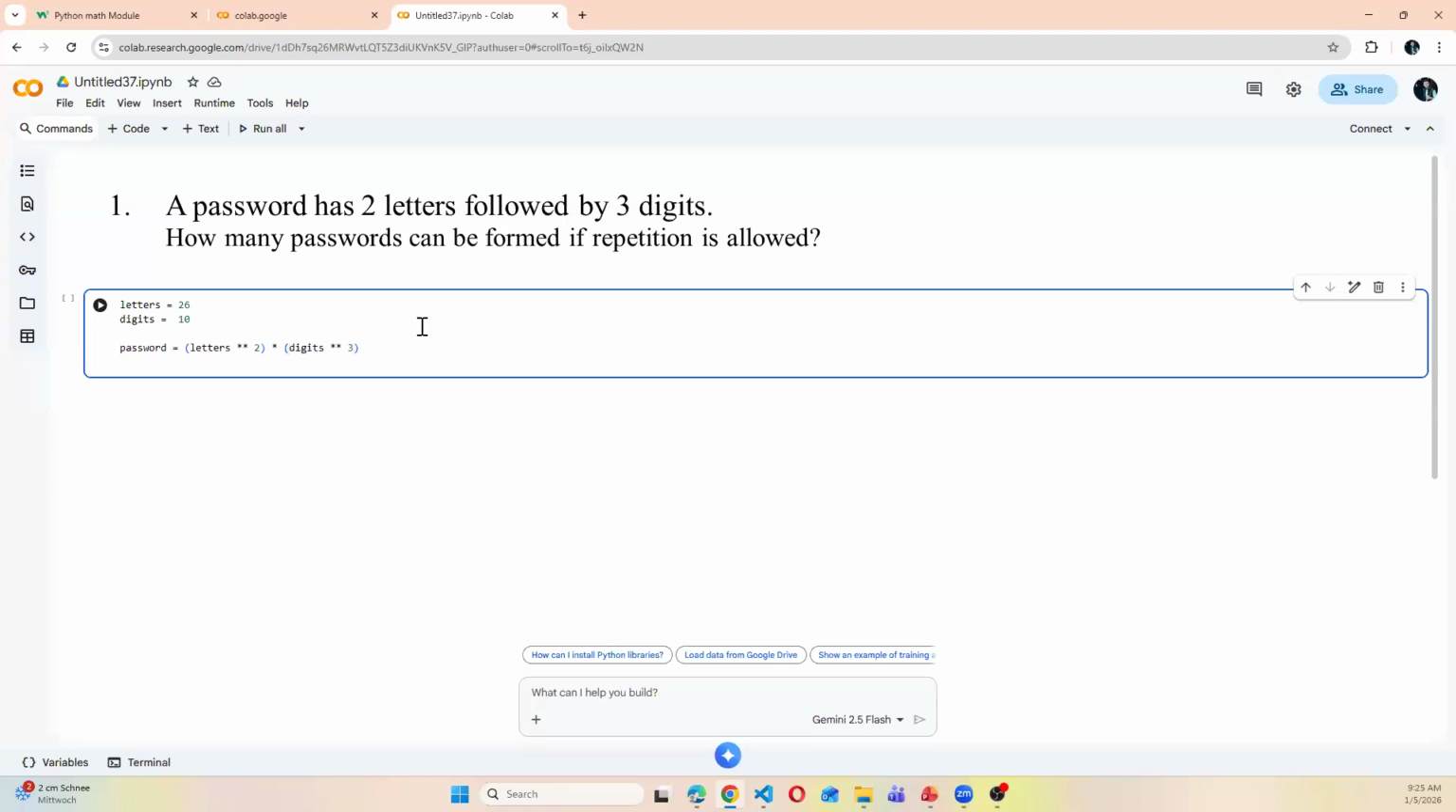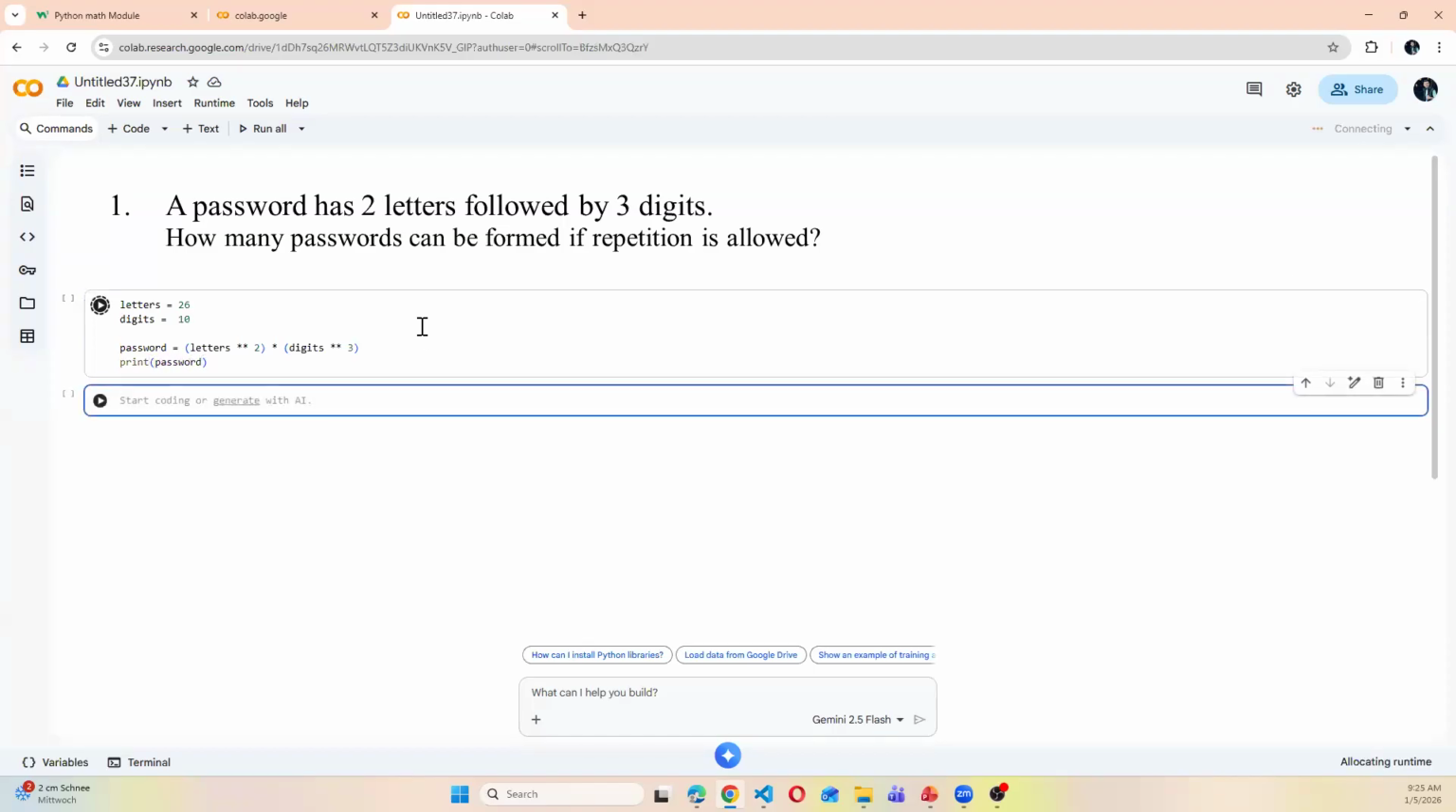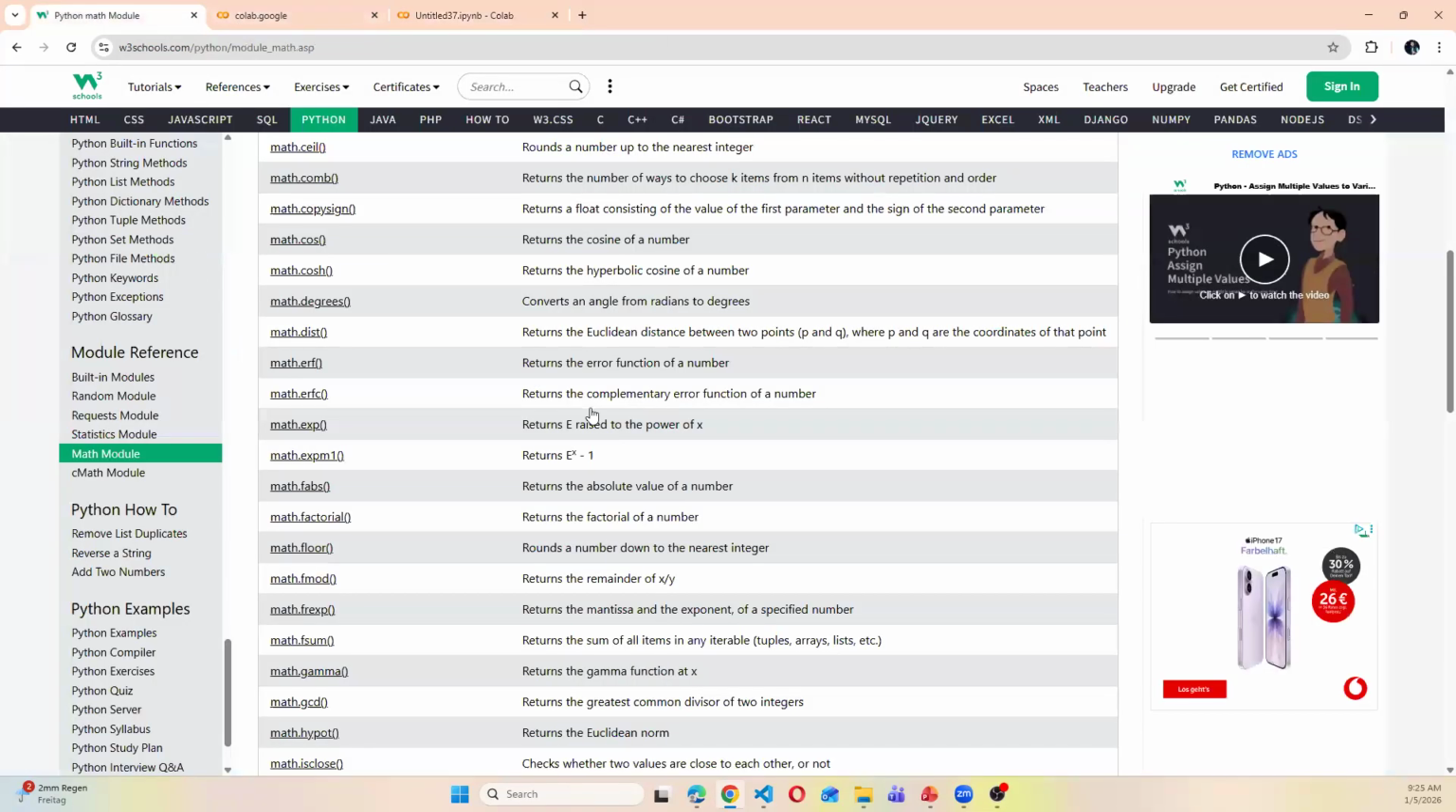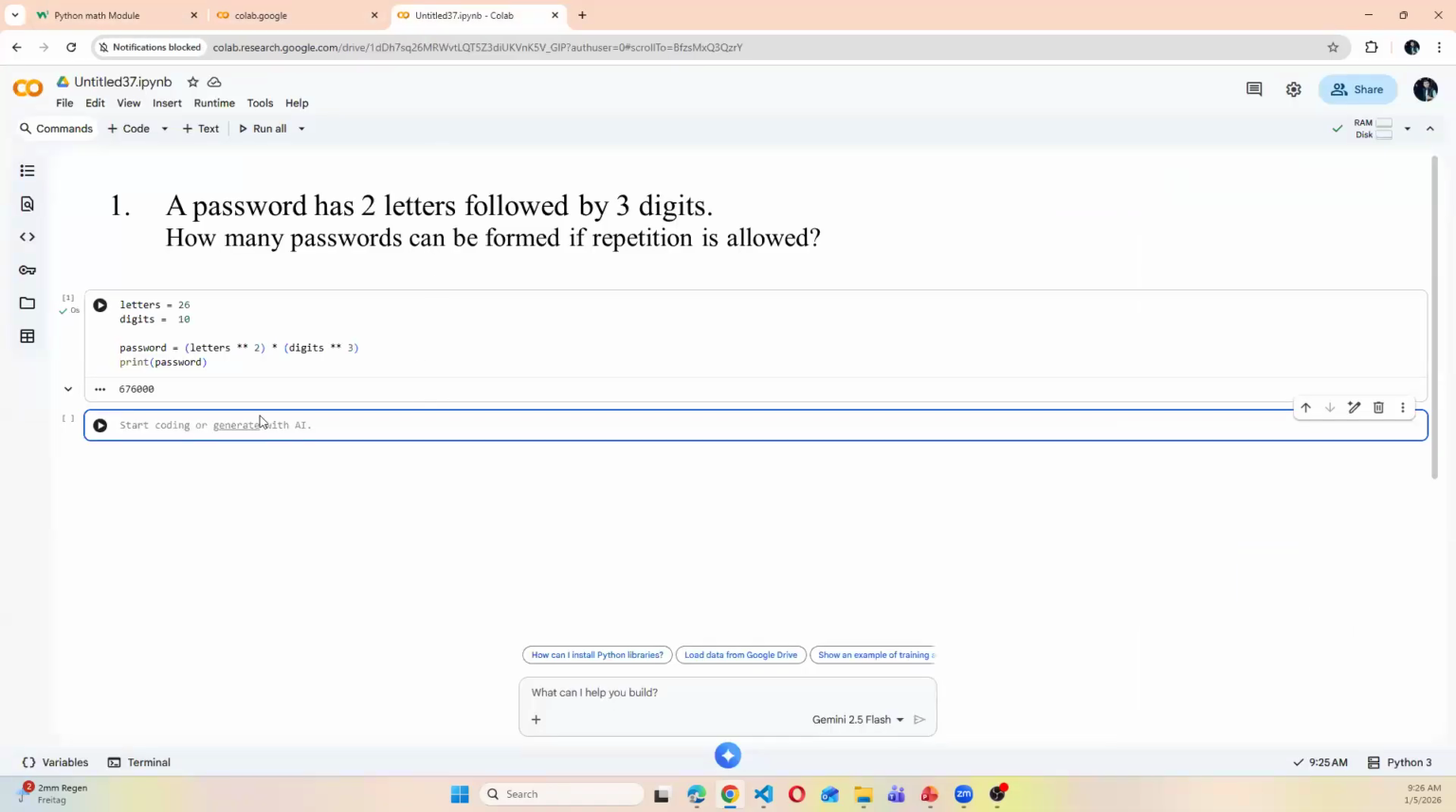So I will just say print. If I need to print, I will print password. So you can see here, it's very easy while coding because you have this very good library to solve these questions.